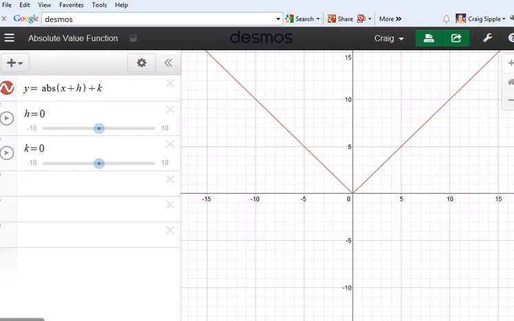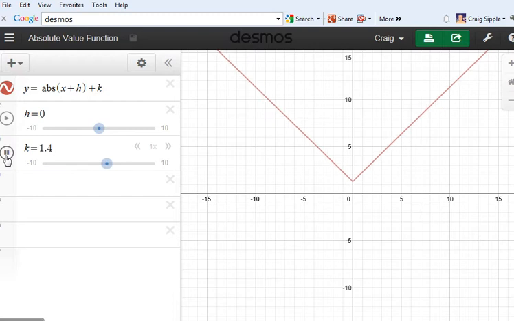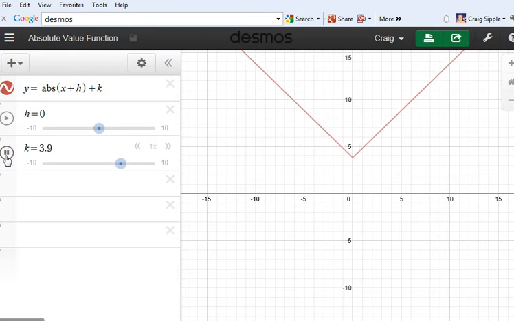So here's just basic y equals x. And then notice what happens. You see this h? That's the number that's inside with the x. And then k is this last number that's at the very end. Well, look what happens as the k changes. So what you notice is that as the number at the end goes up, so does the graph.